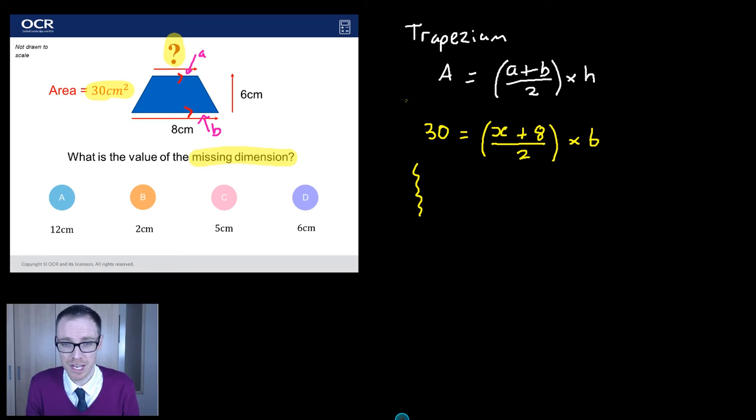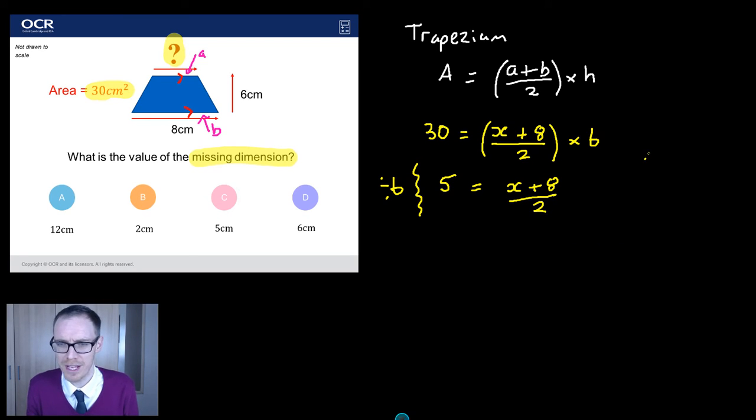How do we get rid of a times by 6? Well, we divide by 6. So let's divide both sides by 6. 30 divided by 6, I think is going to be 5. And if I divide this whole side by 6, then that times by 6 is gone. And I'm just left with (X plus 8) divided by 2.